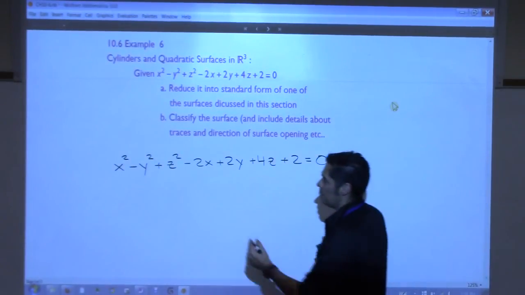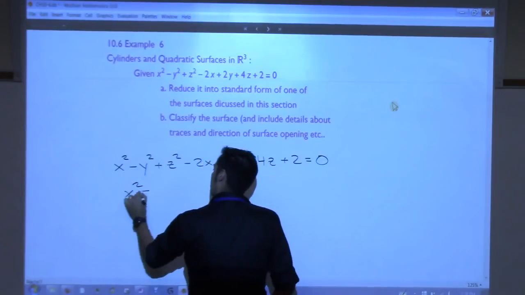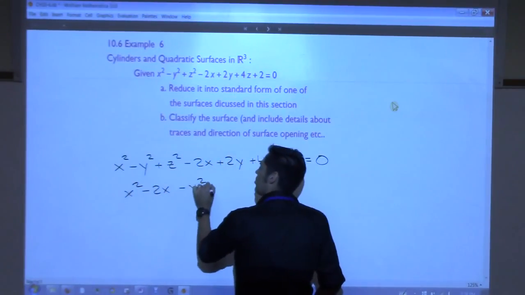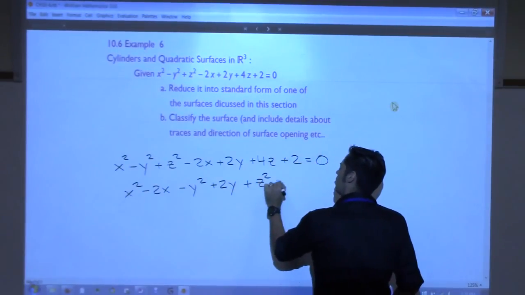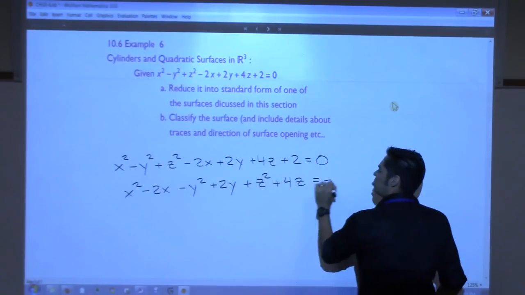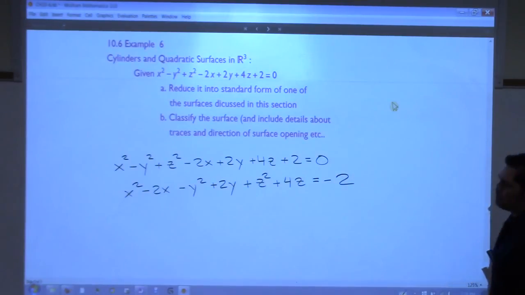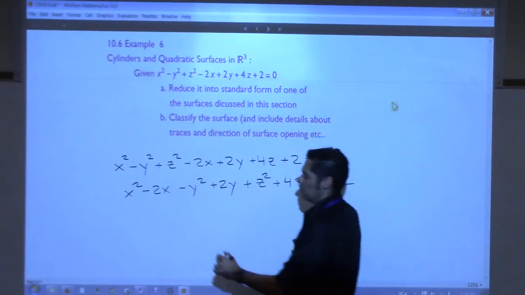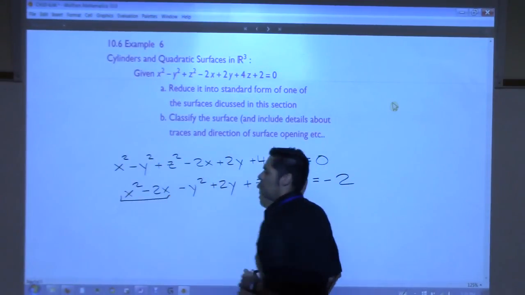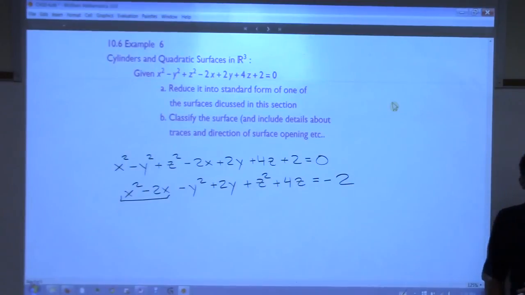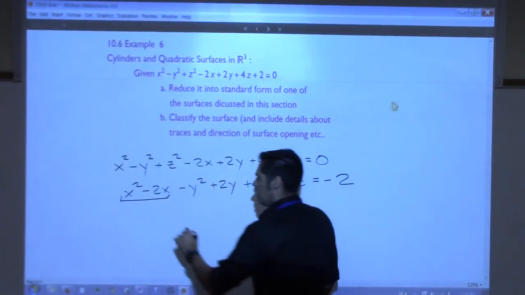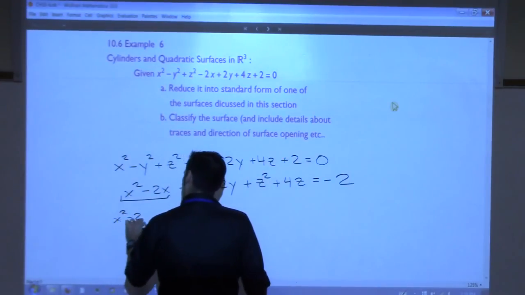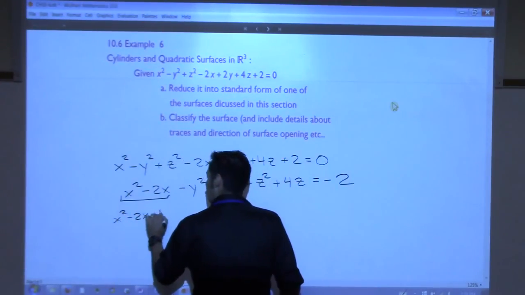Let's get things together here. x squared minus 2x minus y squared plus 2y plus z squared plus 4z. I'll go ahead and take that 2 to the other side, make it negative 2. These 2, I can complete the square on that right away, can't I? Take half of negative 2, square it, add and subtract. So this becomes x squared minus 2x, and I'm going to add 1 and subtract 1 right there.